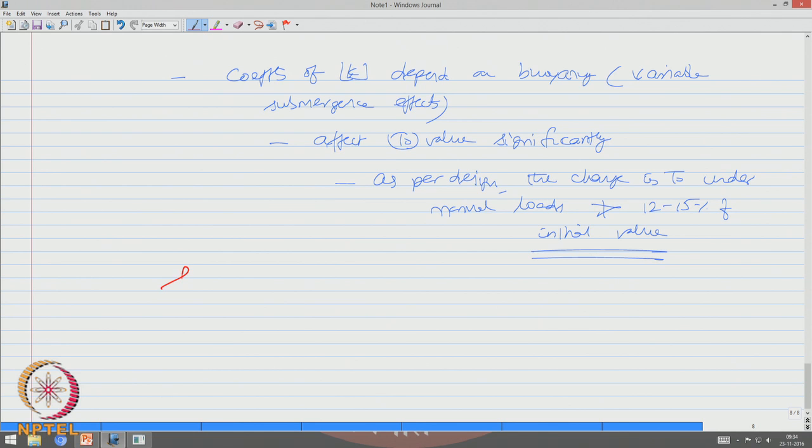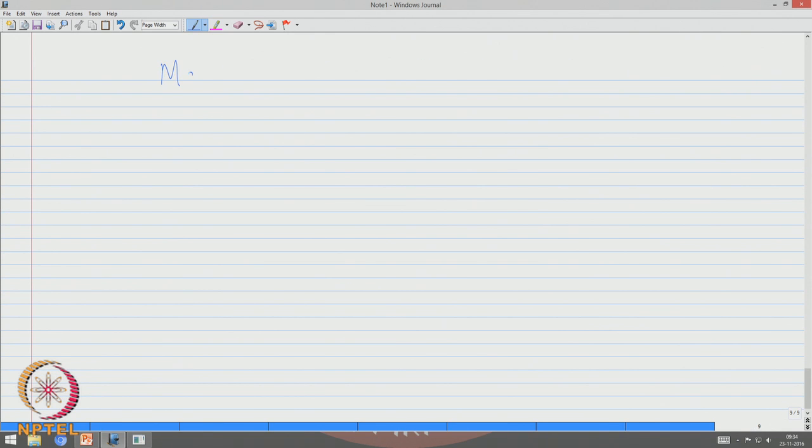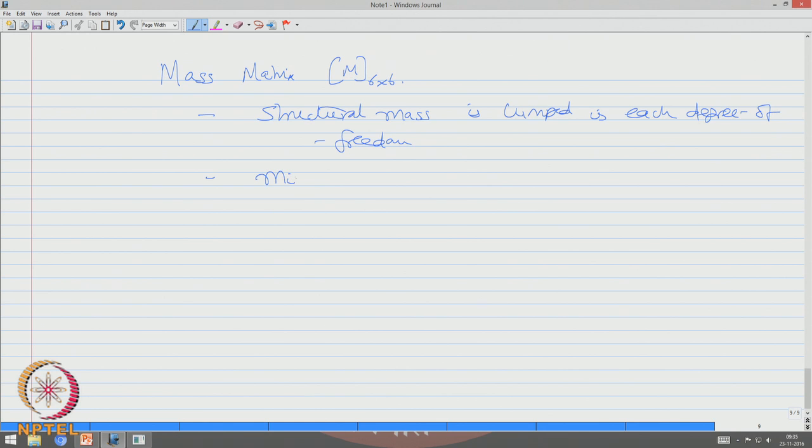So, what we can infer is k_ij are not constants, they are response dependent. Okay? They are response dependent. If we talk about the mass matrix, we agree that the structural mass is lumped in each degree of freedom. But mass matrix is also not symmetric because of variable submergence effect.